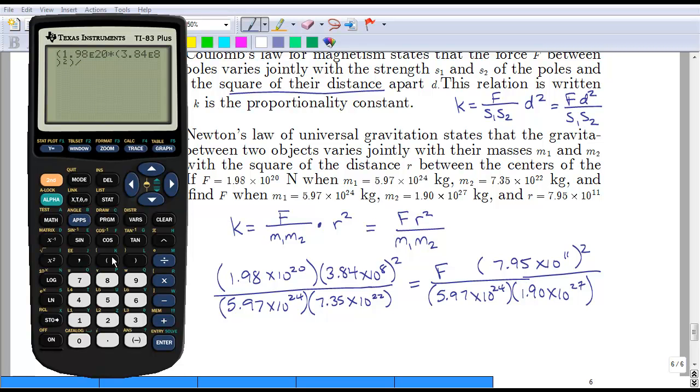Then divided by, open parentheses, 5.97. Again, we have our E to the 24th times 7.35 E to the 22nd. Close the parentheses for the denominator, and we can hit enter and see that we get 6.65 times 10 to the negative 11th.